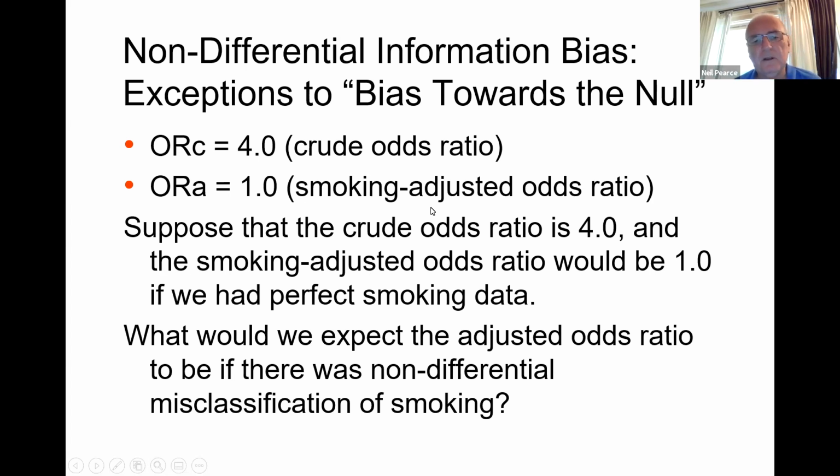But in practice, we're not going to have perfect smoking data. It's probably based on questionnaires. It might be okay, but not perfect. And therefore, when we adjust for smoking, we won't remove all of the confounding by smoking. So instead of the main exposure odds ratio going from 4 to 1, it might go down a bit. It might go from 4 to 3 or 4 to 2 or 4 to 1.5. But it's not going to go all the way to 1 if we don't have perfect smoking data. So in that case, the smoking adjusted odds ratio will be biased away from 1 because we haven't managed to completely control for confounding by smoking.